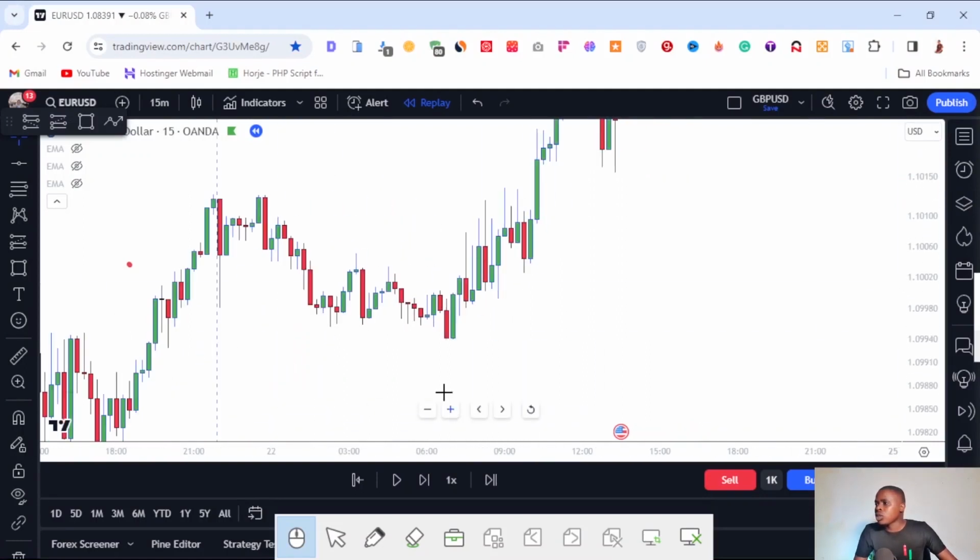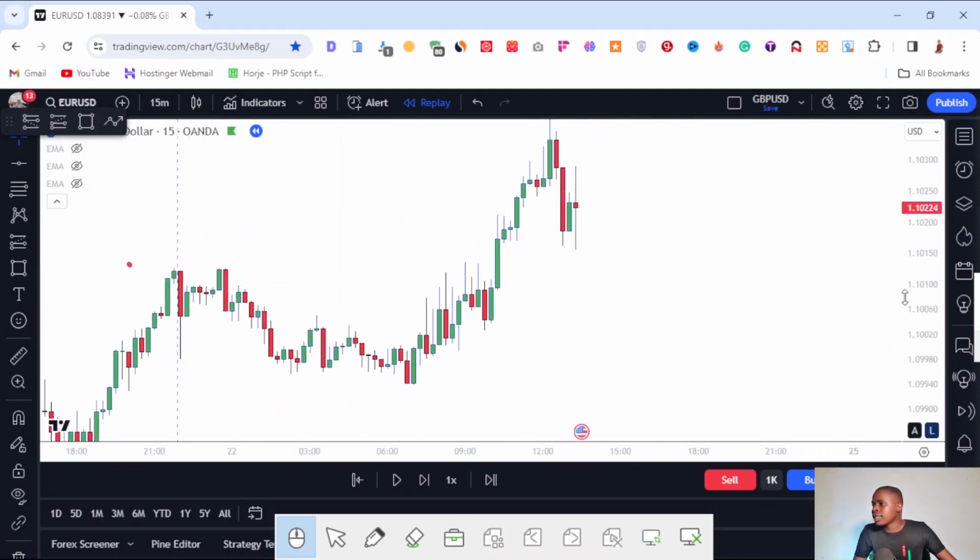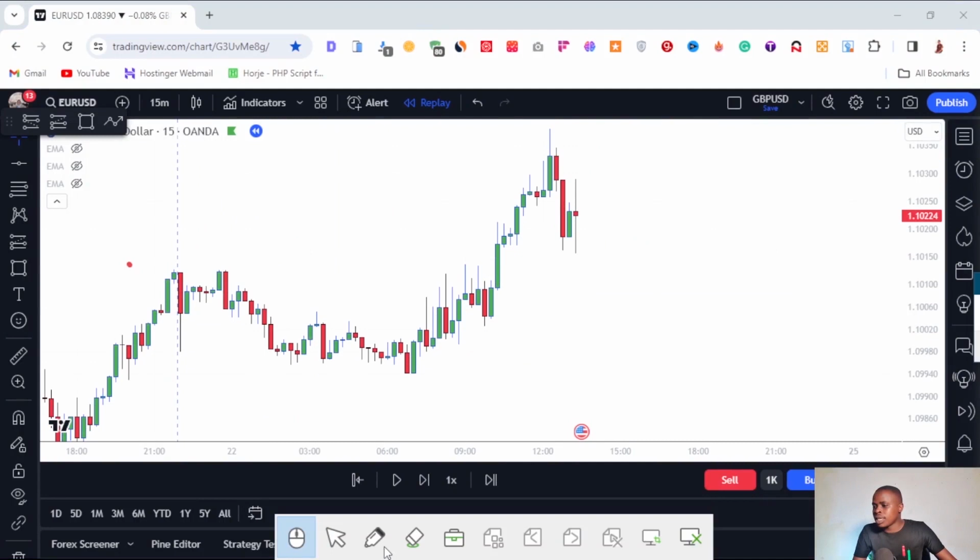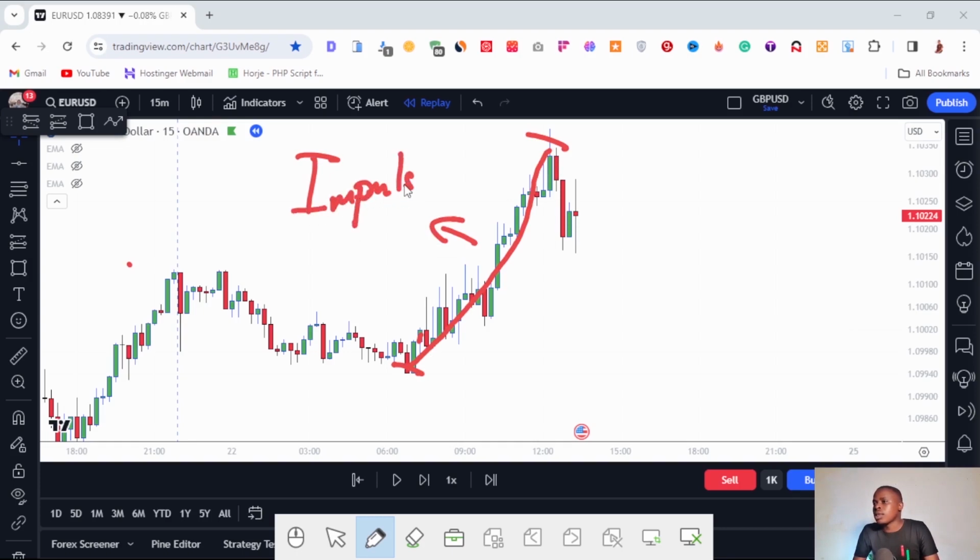Right? So let's say you see this market. As we said in our previous lesson, this market is in an uptrend. And since this is in an uptrend, from here to here, we can all agree that this is an impulsive move. This is an impulsive move, and we are waiting for the pullback. We are in a pullback, but we don't know where this pullback is going to end. So how do we know?